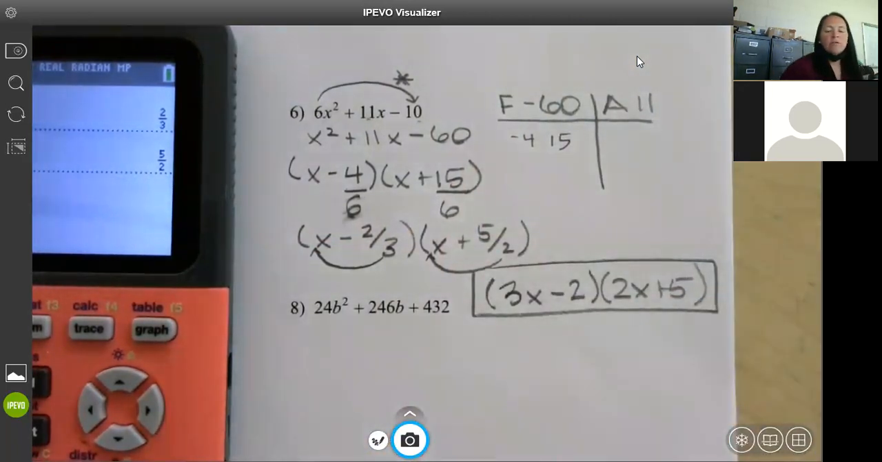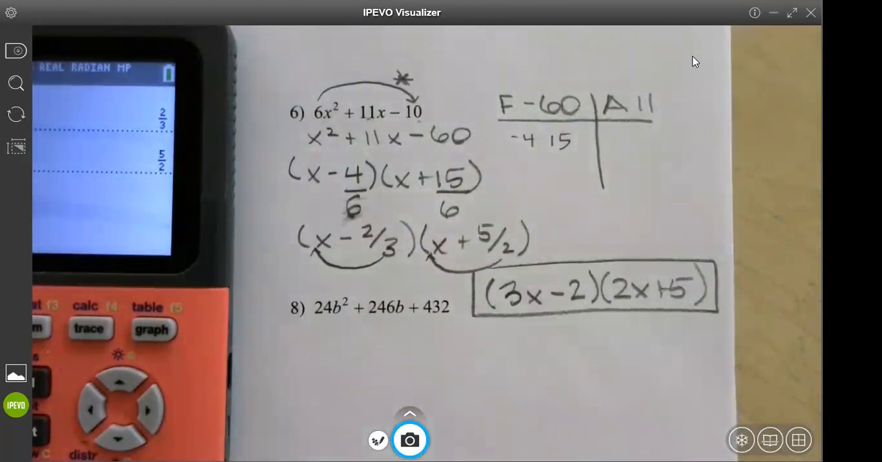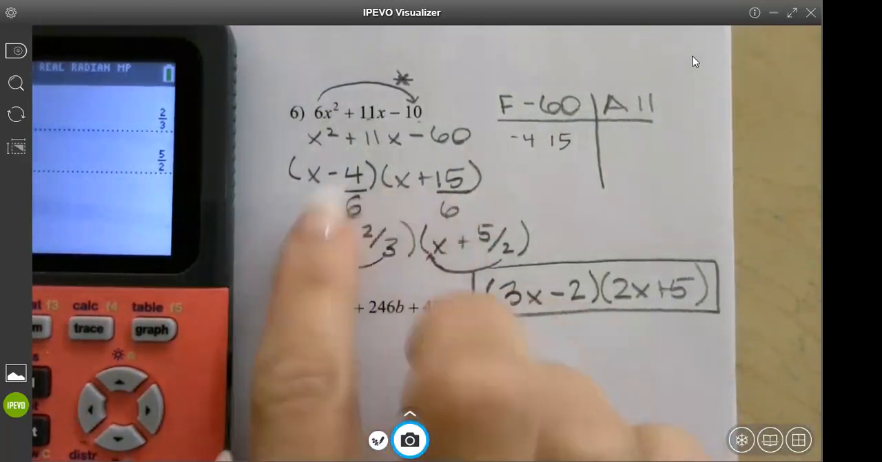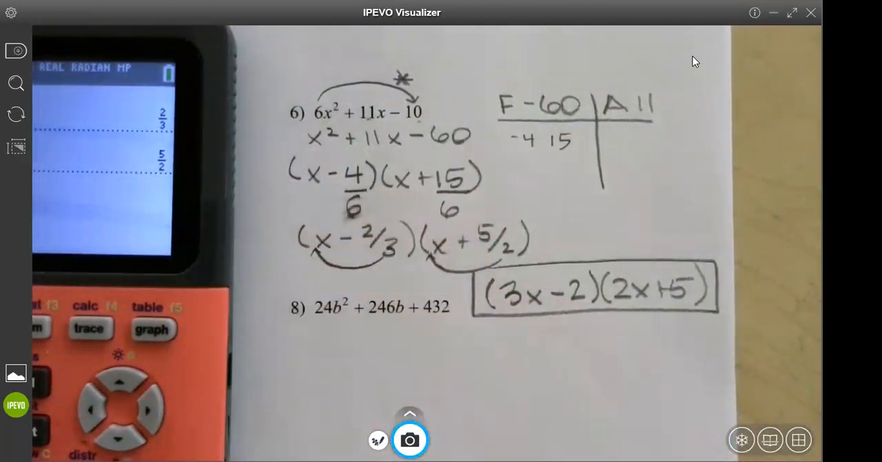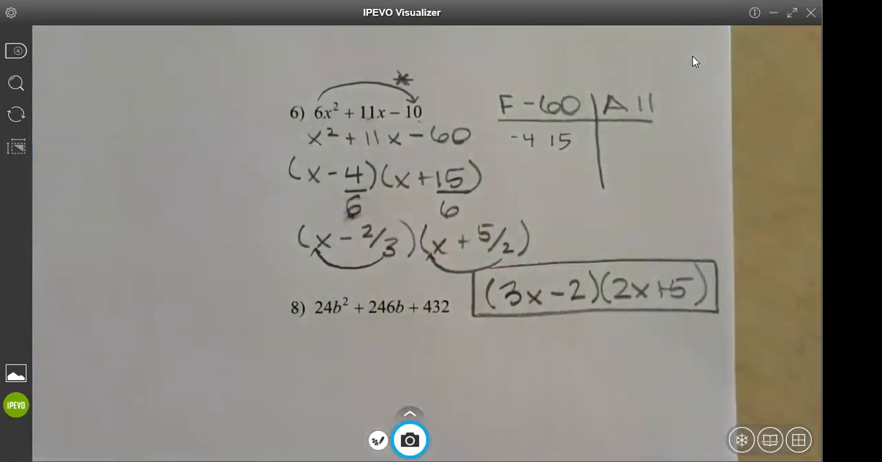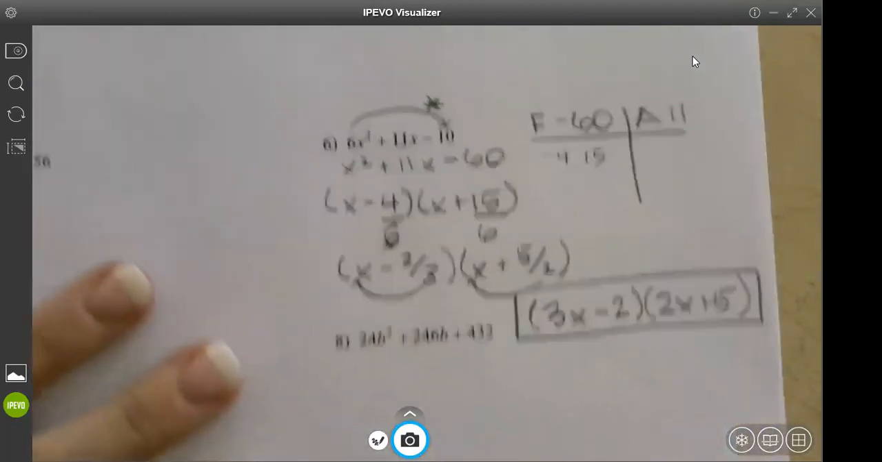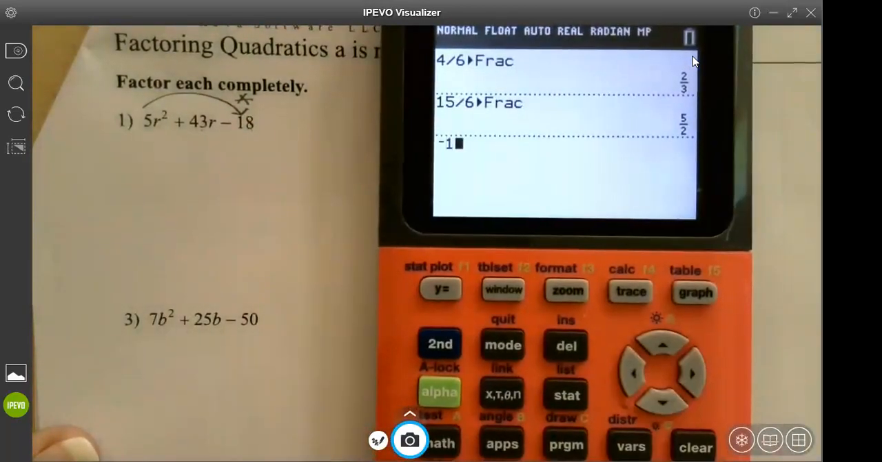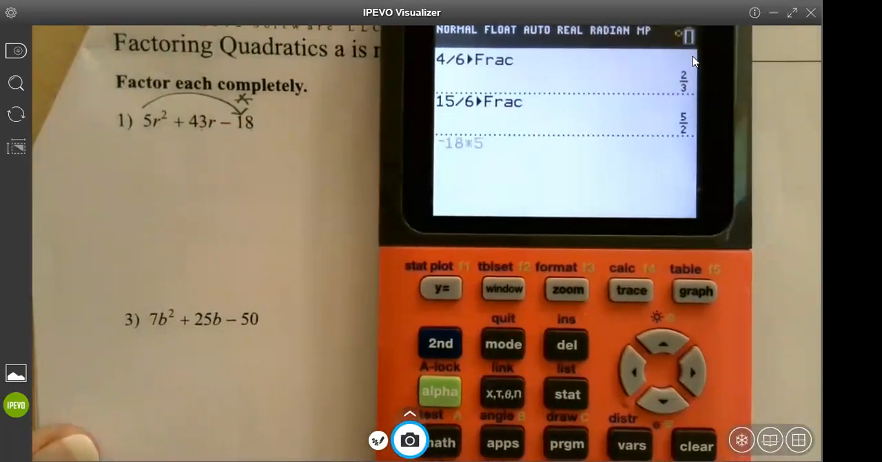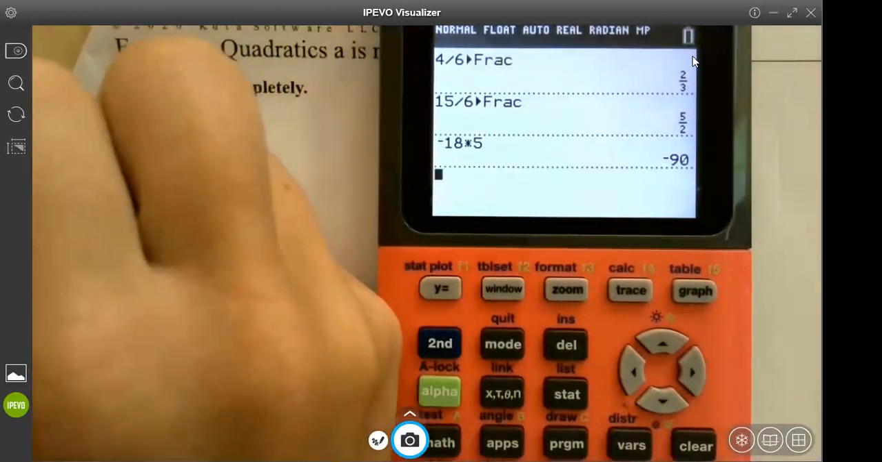We're going to keep doing this. I know it was a lot on the first problem. Most of your problems don't have this where you have to reduce, okay? I just thought 6 and 10 would be easier. All right, let's jump back up to the top. We don't have a GCF, so we're going to slide this 5 over and multiply them together. Negative 18 times 5 is negative 90.